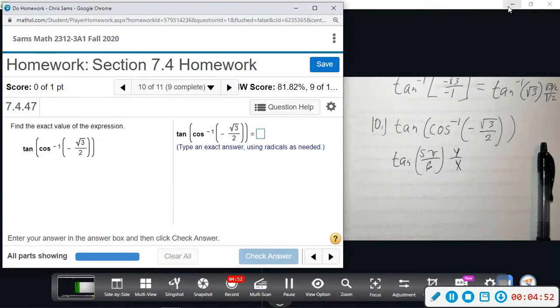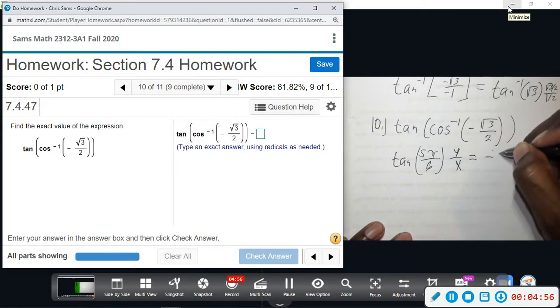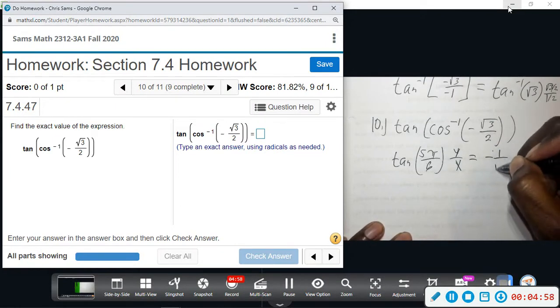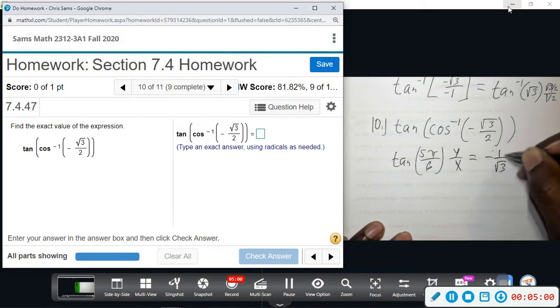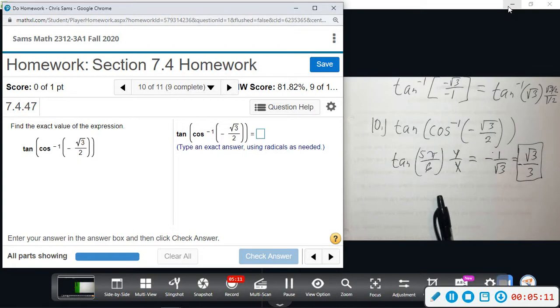So what we get is negative 1 over square root of 3. But when you rationalize the denominator, you get square root of 3 over 3, and it's negative. So this is the answer that we want: negative square root of 3 over 3.